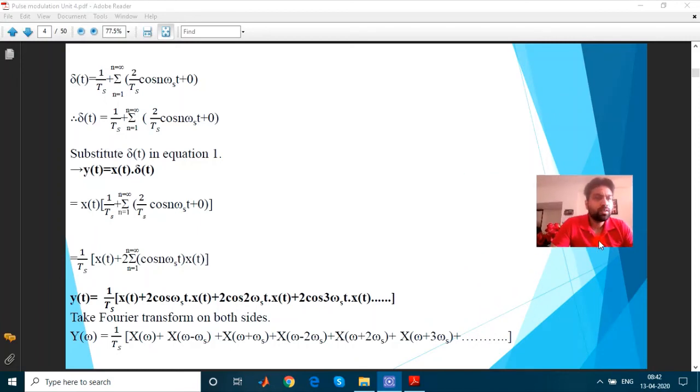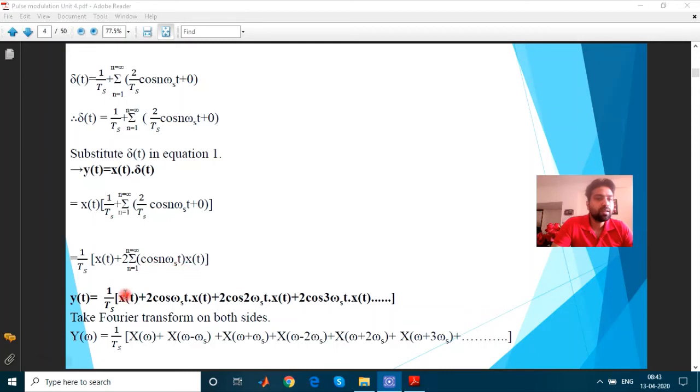Coming to a point: delta t equals 1 upon Ts times 2 by T cos n. It means that we are finding all the odd parts, which we are receiving as 0. So delta t equals 1 upon Ts, summation n equals 1 to infinity, 2 by Ts cos n omega s t, plus 0. Substitute here, and after substituting we are getting x(t).